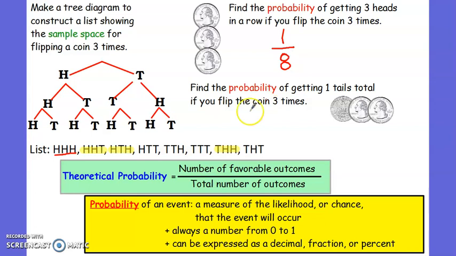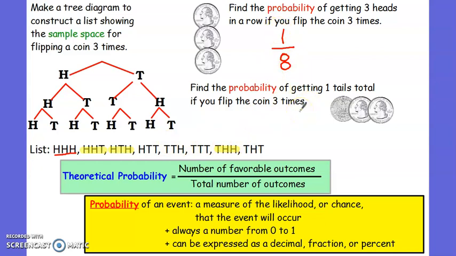The theoretical probability of something happening is the number of favorable outcomes. What do you want to have happen? Heads 3 times in a row, divided by the total number of outcomes. Again, there were 8 possible outcomes that could happen. So 1 divided by 8.